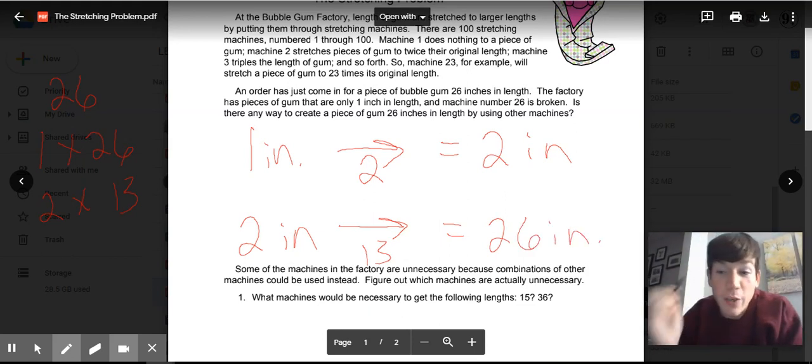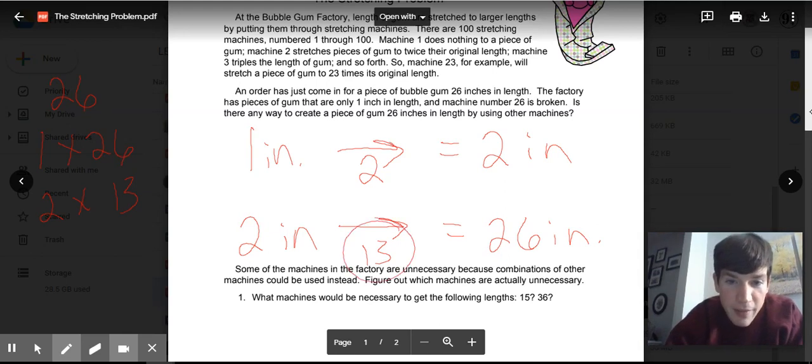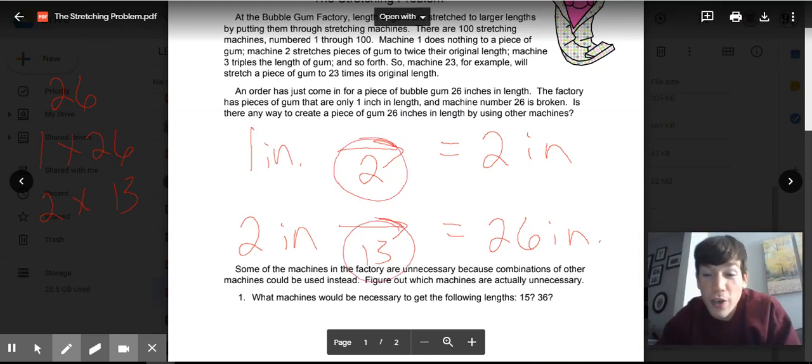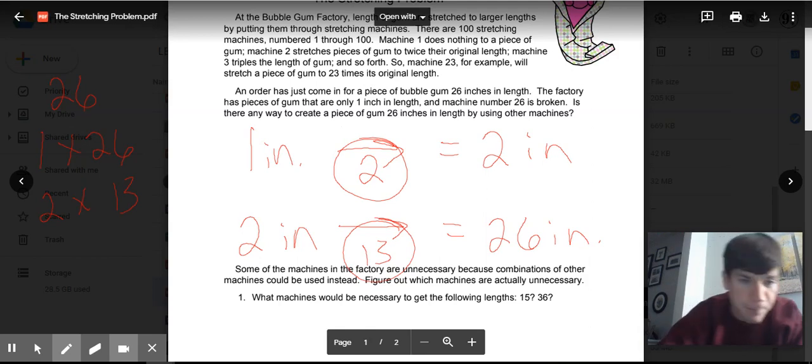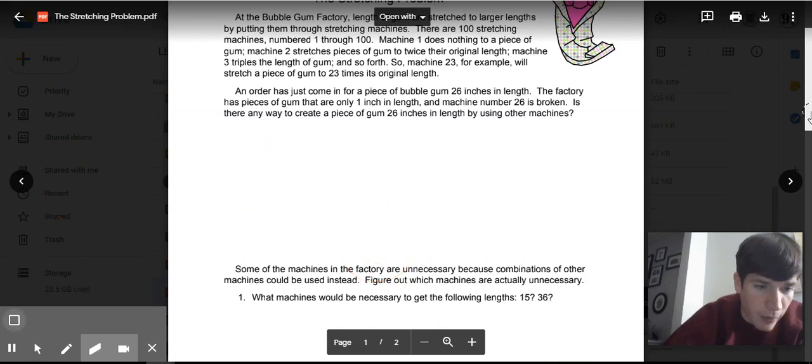Now you'll notice that both of the machines that I had to go to, we're going to call these necessary machines, were prime numbers. 2 is prime because it only has 2 factors, and 13 is prime because it only has 2 factors. The only machines that are going to be necessary today are going to be machines that are prime numbers because every number can be made up as prime numbers multiplied together. We can make other numbers. So 2 and 13 were the only necessary machines to make it. Now, let's go down and look at our next question.